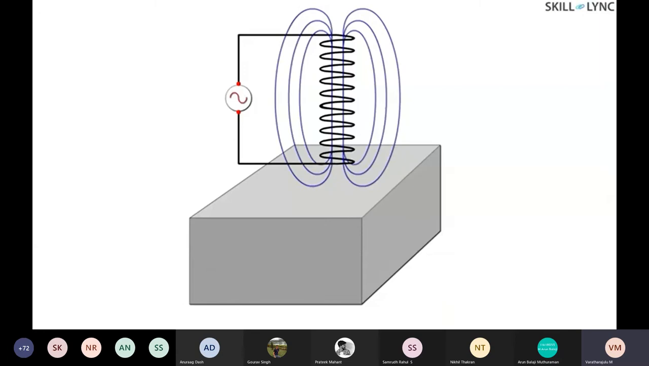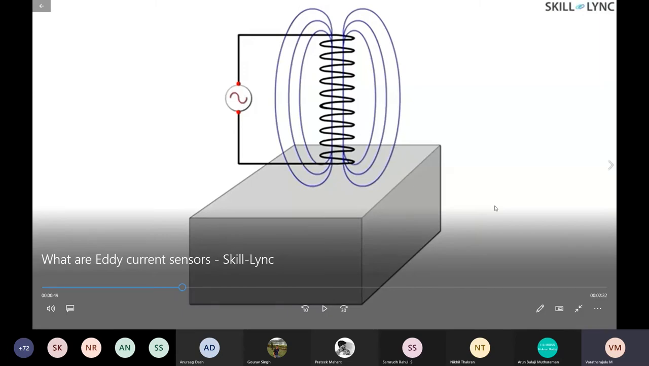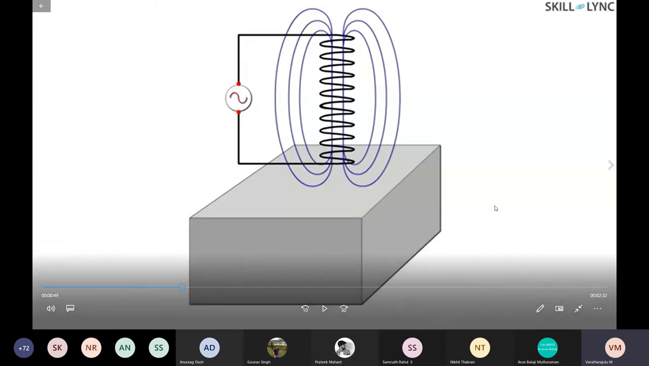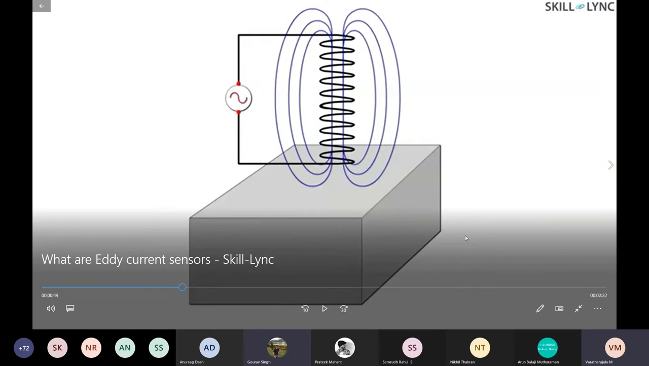Magnetic field of the first conductor. Is it audible? Yes, sir, audible, sir. Yes.